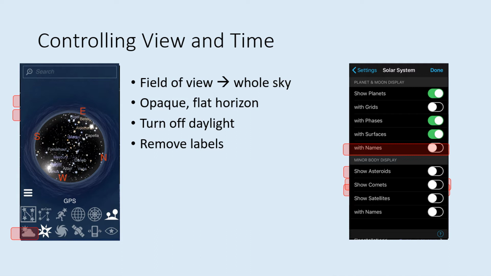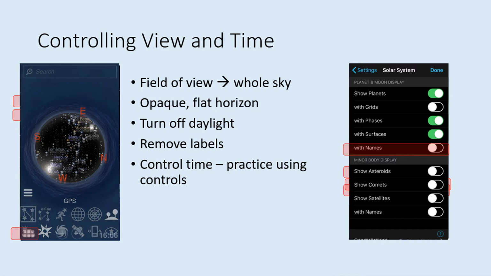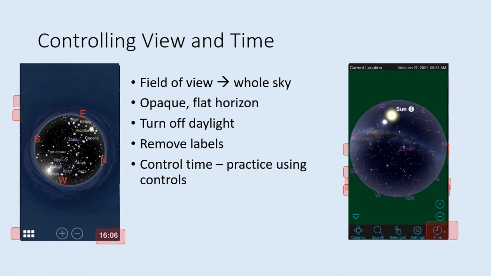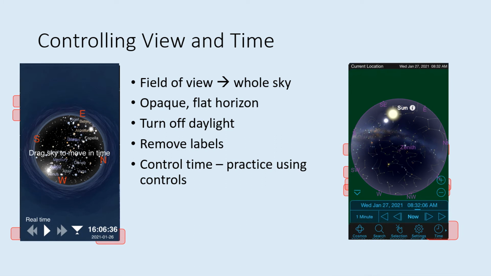You can also control time in these apps. There are controls that let you set any specific date and time. You can also make time flow at different speeds. Even watch years or centuries go by in seconds using the time flow controls. You should play with these controls until you're comfortable using them. If you want to get back to the current time, you can also reset to now.